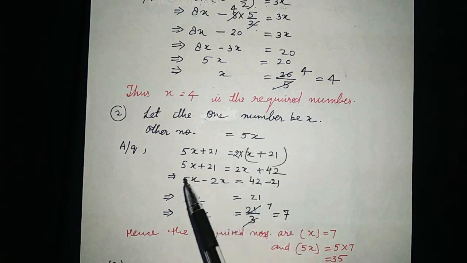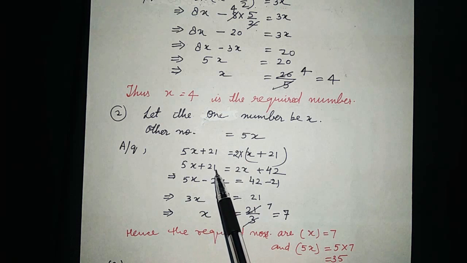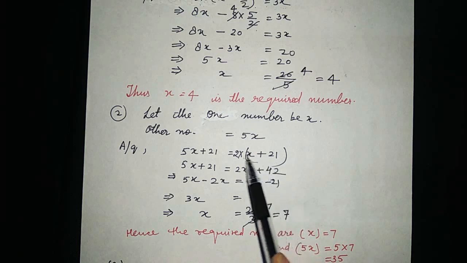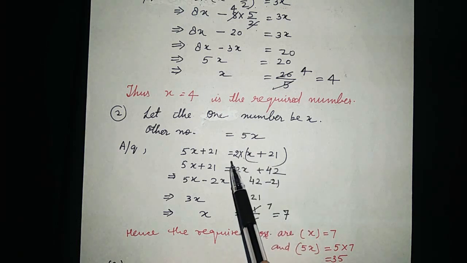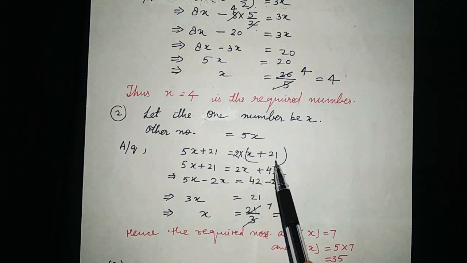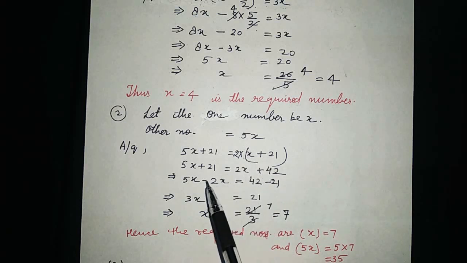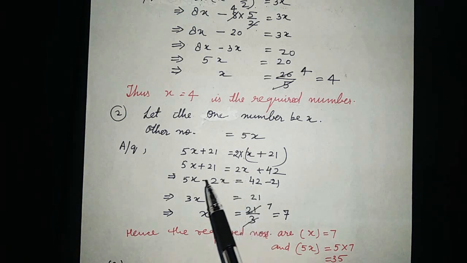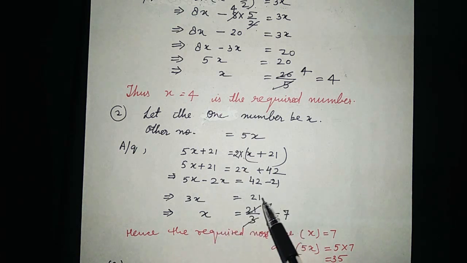Now you see how you will solve the equation. 5x plus 21 is equal to 2, you are multiplying 2 with (x plus 21). You can see it in the bracket. Now 2 into x, 2x, 2 into 21, 42. Now what we have to do? We have to transpose the numbers. Here 2x is with a variable, so you will transpose it to the left hand side, and plus 21 is a constant number, so you will transpose it to the right hand side. Now 5x minus 2x is equal to 3x, and here 42 minus 21, 21.